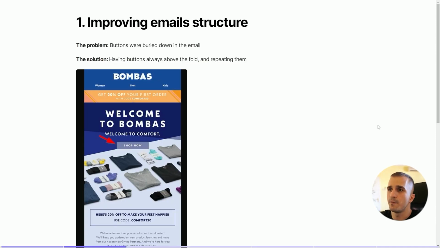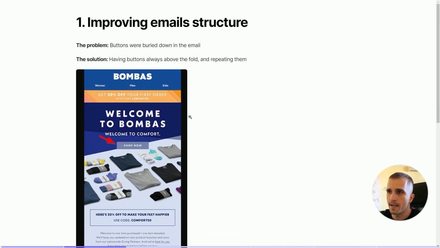The first thing that we have done to achieve these results for this brand is that we have improved their email structure, and what I mean by that is that they had a low click-through rate. Their buttons were buried down in the email. Whenever your customers open your emails, you need to have your button, your CTA, above the fold, which is the first part of the email, because many people don't scroll past above the fold. So what we have done here is that we have added the call to actions and buttons above the fold, which has significantly increased the click-through rate and therefore the revenue, because more people will click on your emails and more people will buy from you.